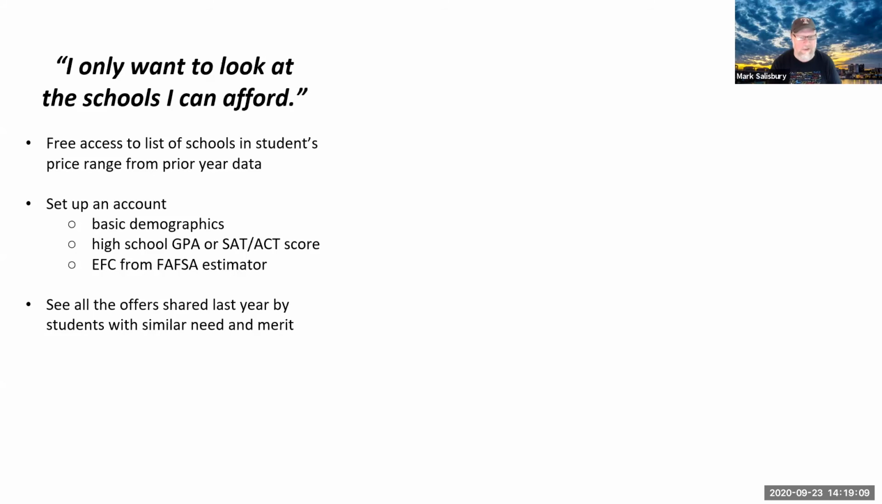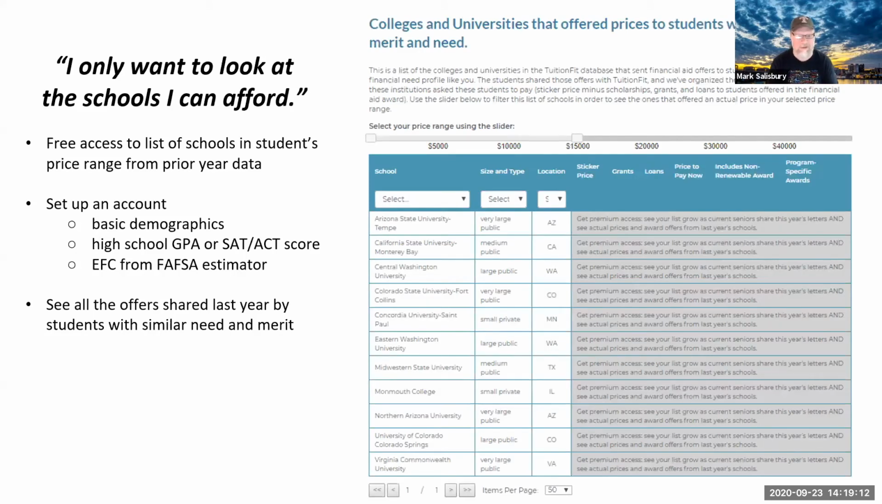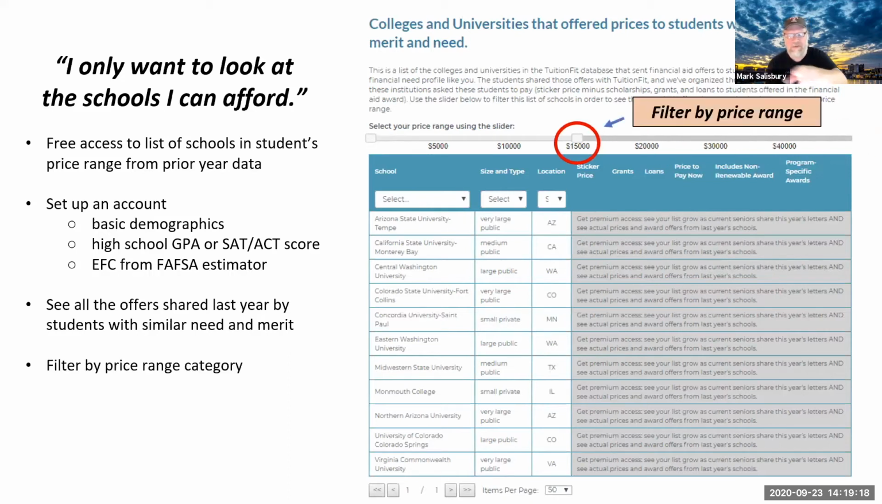And then the student creates a free account, and instantly you can filter by price, and then you get a list of schools. The list of schools comes from all of the financial aid offers that were shared with us in the last year by students just like yours, meaning a student with the same high school GPA and the same EFC. So now you're looking at a list of schools that we have real offers from, that were shared by students just like yours.